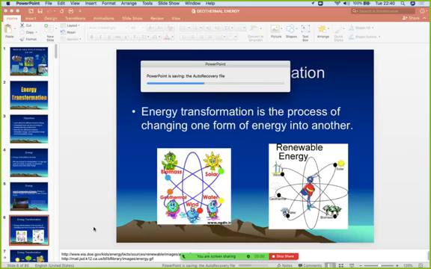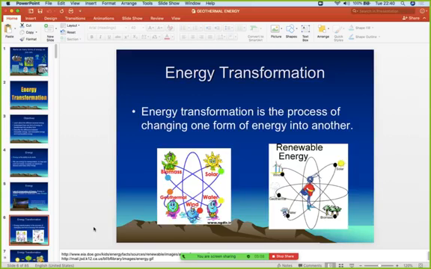Energy transformation is the process of changing one form of energy into another. As you can see from the figure, we have biomass energy, solar energy, geothermal, wind, and water. Water by means of a hydraulic plant, a hydroelectric plant. These are all types of renewable energy: wind, geothermal, water, solar, and biomass.